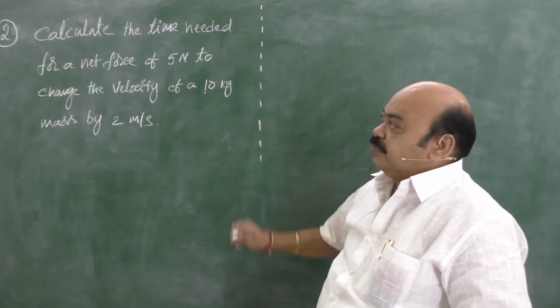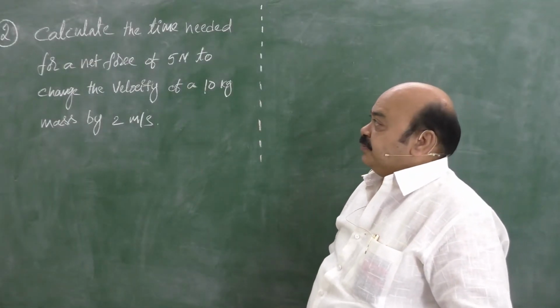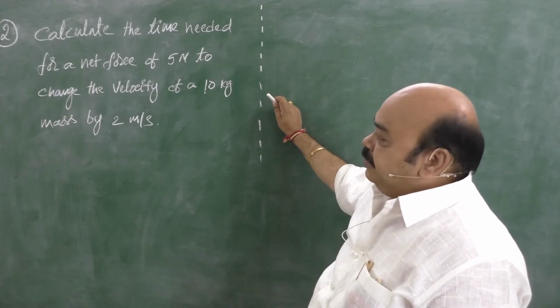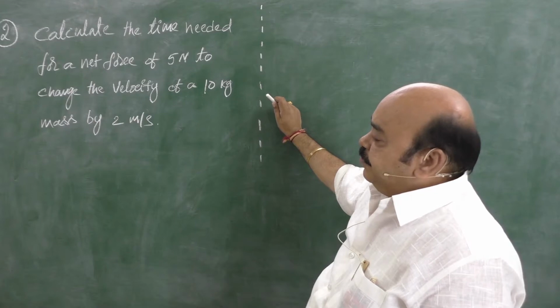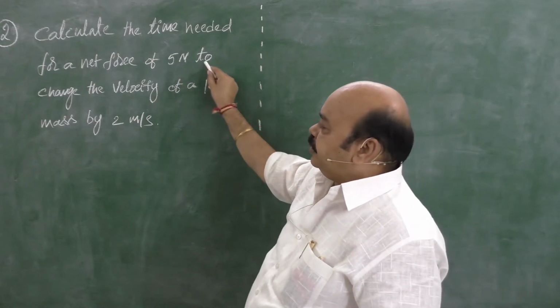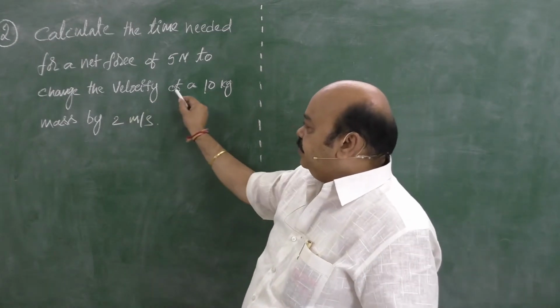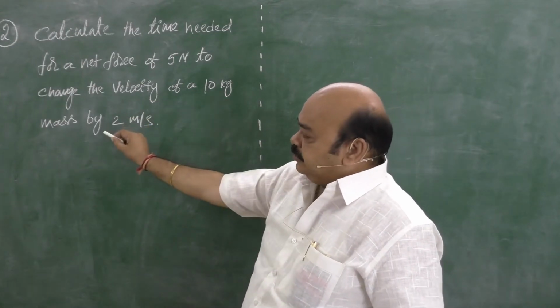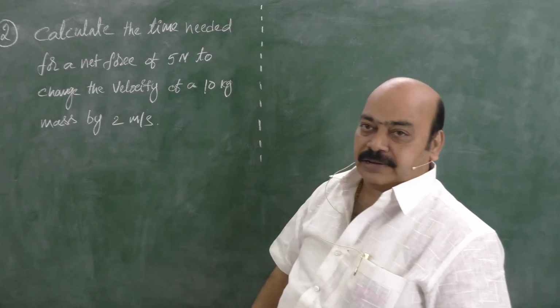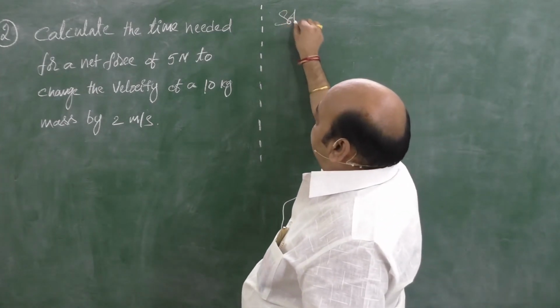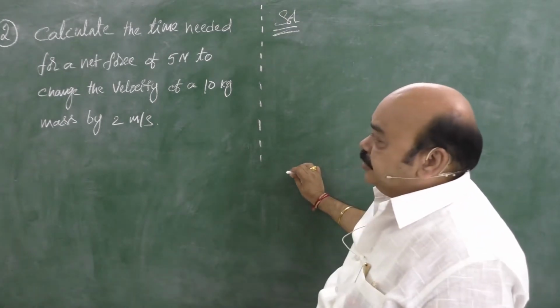Problem number 2 from the academy textbook. In this case, calculate the time needed for a net force of 5 Newton to change the velocity of a 10 kg mass by 2 meter per second. How to solve this problem?